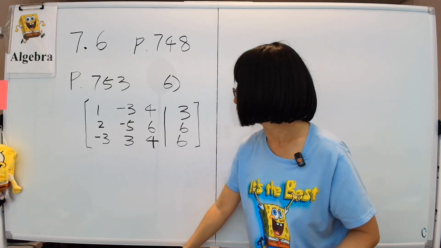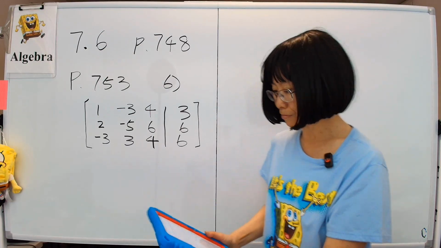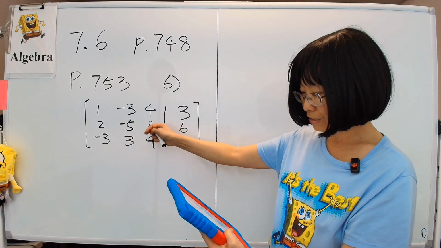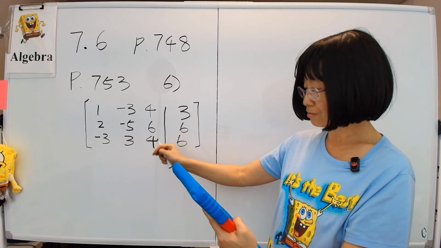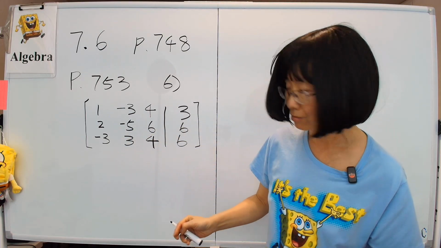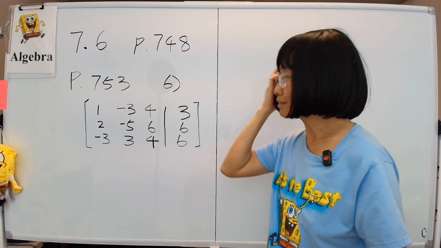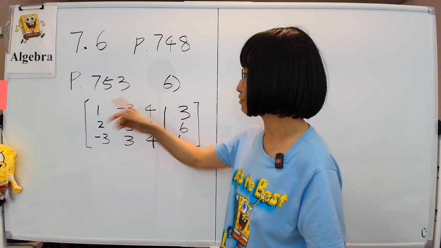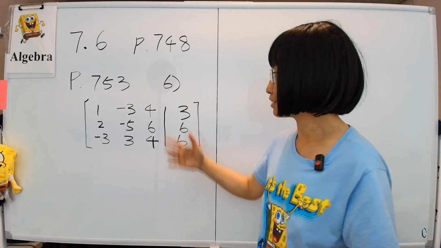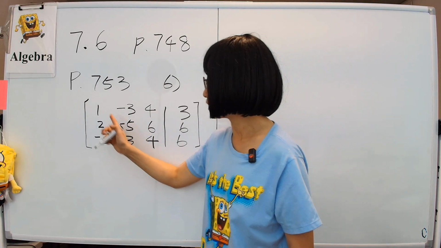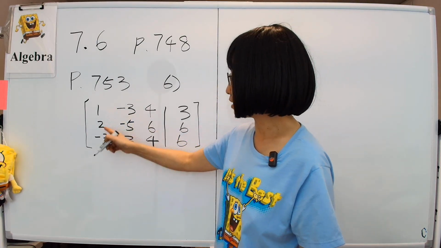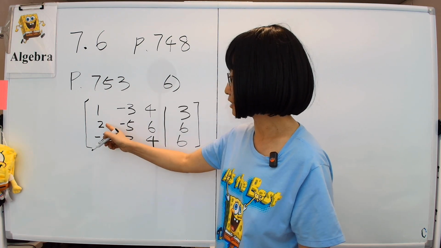First, let me check to make sure I wrote down the right problem. 1, minus 3, 4, 3. 2, minus 5, 6, 6. Minus 3, 3, 4, 6. Okay, that looks okay. Now the book is nice to us in that the first one is already 1, so we don't have to do anything there. So the next step is we need to knock this guy out. This guy has to be 0.